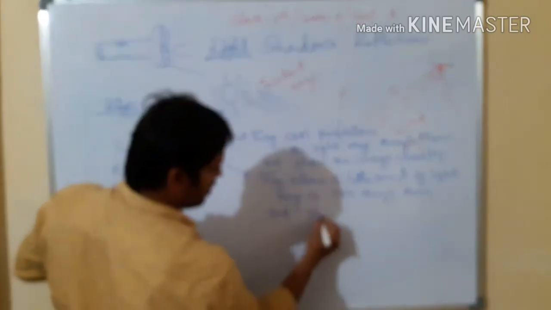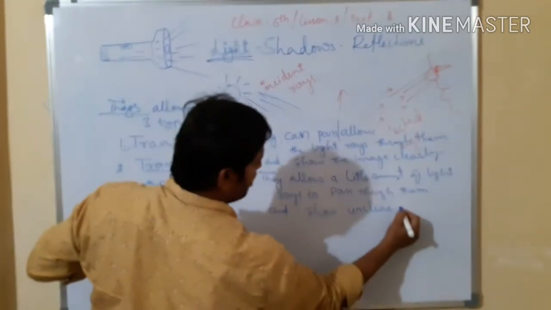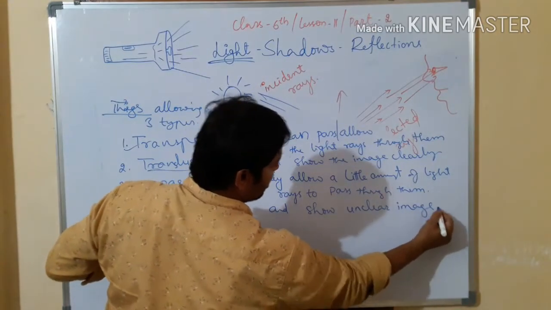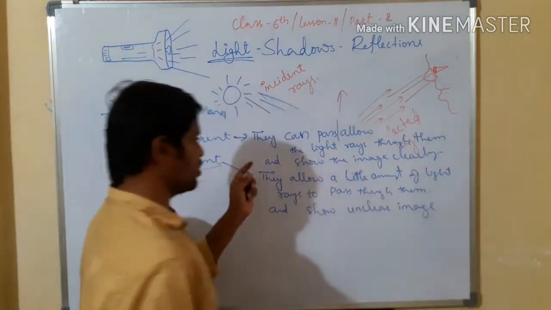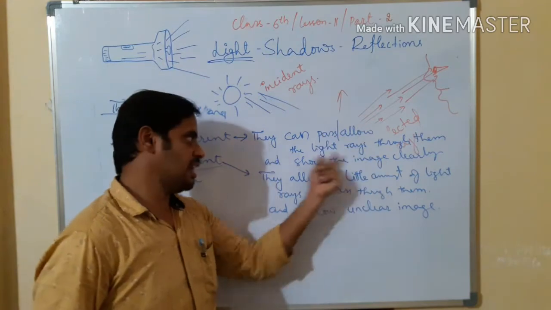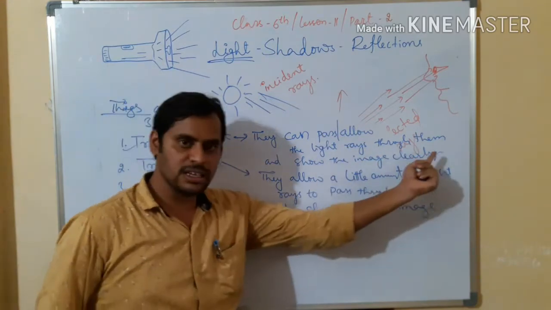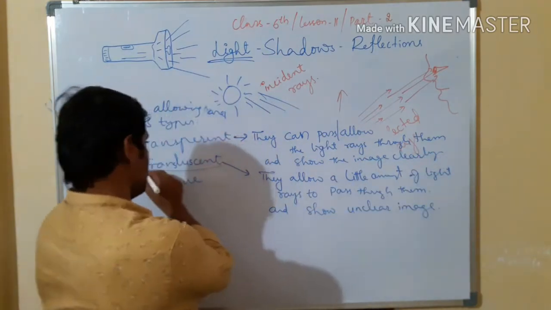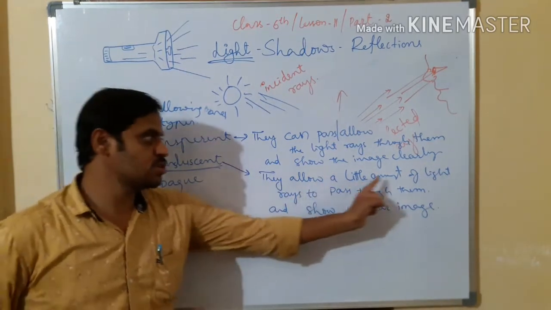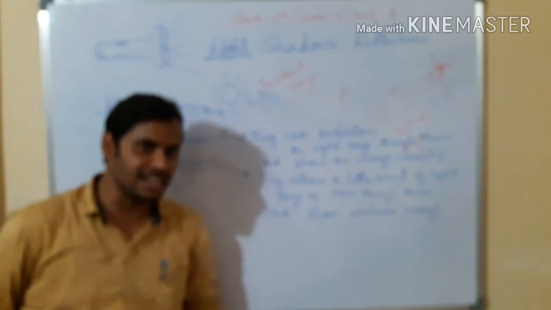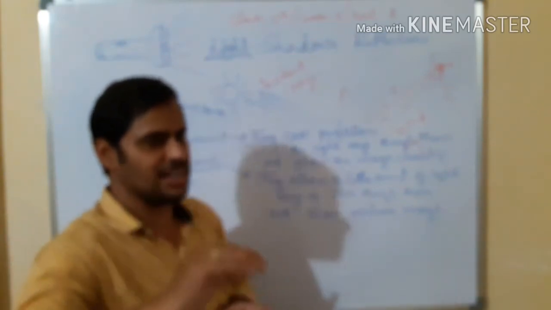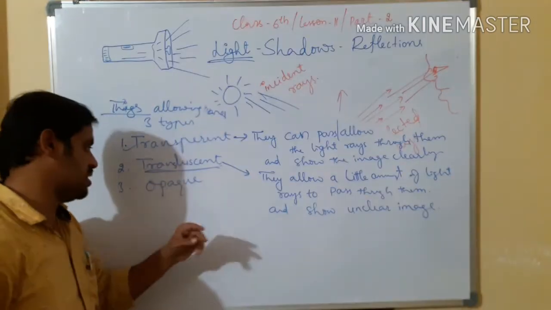And do they show clearly? No. They show an unclear image. First one, transparent, which can allow the light rays to pass completely and it shows the clear image. Whereas the second one, translucent, is unable to show the image clearly. Why? Because it allows very little light rays. That's why the image will be unclear and very faint. Such kinds of materials are called translucent.